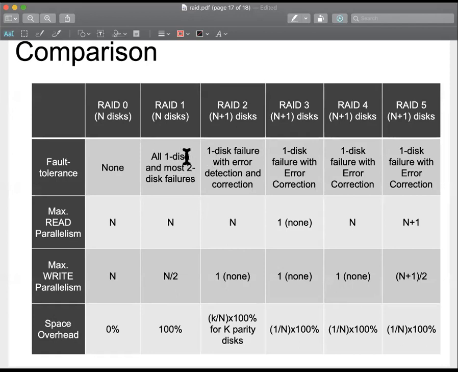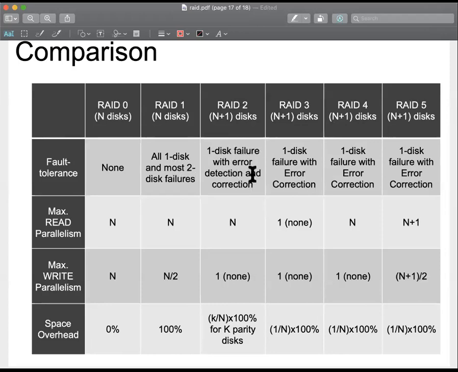RAID 1 can recover from at most one disk failure and at most two disk failures. RAID 2 can recover from one disk failure with error detection and correction. RAID 3 can recover from one disk failure with error correction. So all the remaining ones can recover from only one disk failure. So it's interesting that RAID 2, 3, 4, and 5, although they are supposed to be higher RAID levels, don't necessarily offer better fault tolerance.